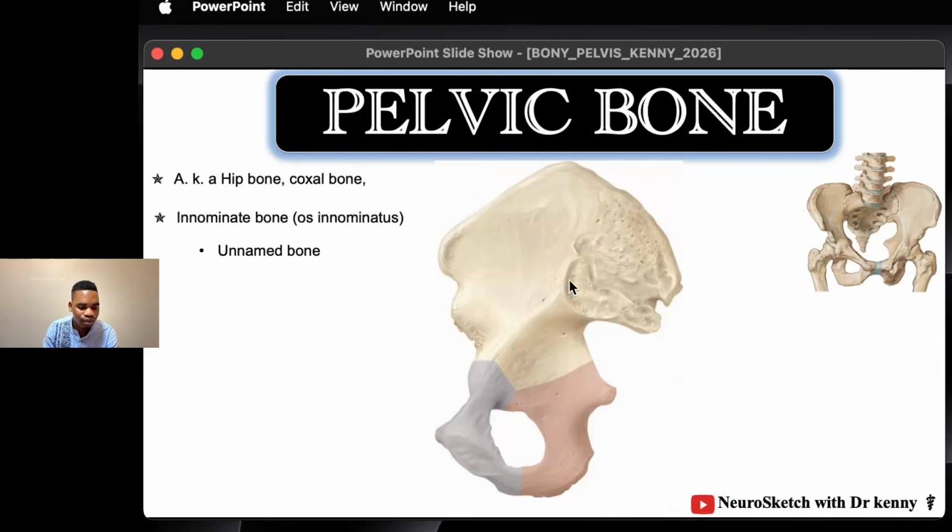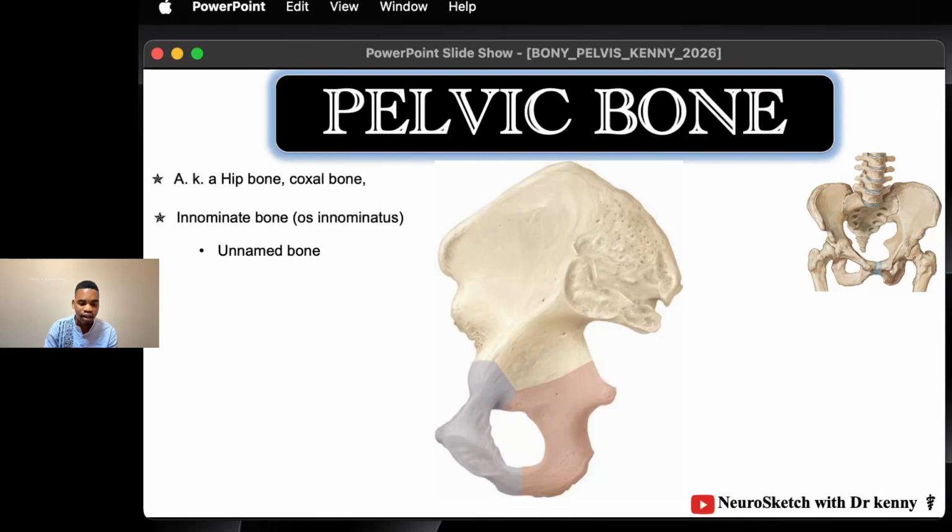What are the pelvic bones? This is the pelvic bone. This is one pelvic bone. Actually, this is the right pelvic bone. As we've said, it has a number of names. It can also be called the hip bone or the coxal bone. It is also called innominate bone, coming from the Latin word os innominatus, meaning unnamed bone. Why unnamed bone? Because they couldn't find a familiar object that looks like this bone.